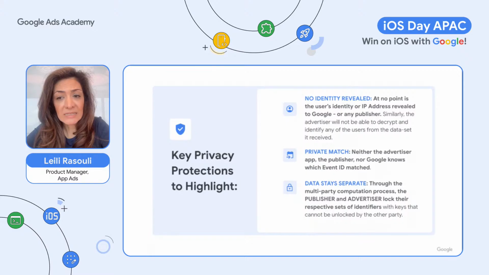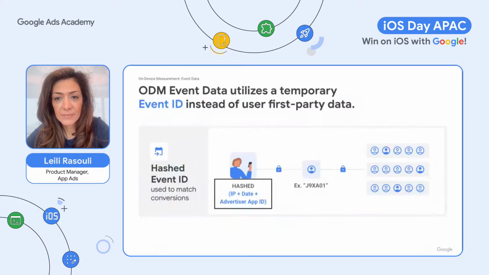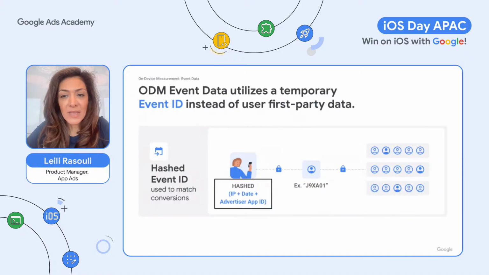And also data stays separate. Through the multi-party computation process, both the publisher and advertisers secure their user data in a way that prevents the other from accessing it. Imagine the publisher and advertisers each put their user data into a lockbox. Neither has the key to open the other box. ODM event data utilizes a temporary event ID instead of user first-party data. This event ID is used to match conversions, and no raw data ever leaves the user device.